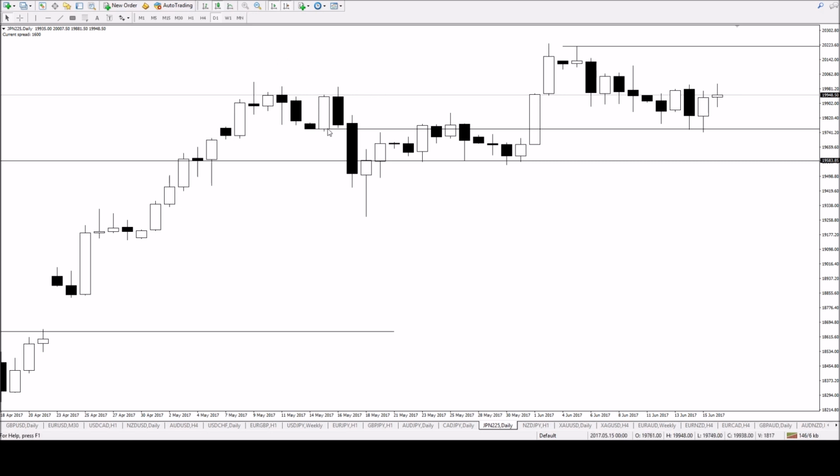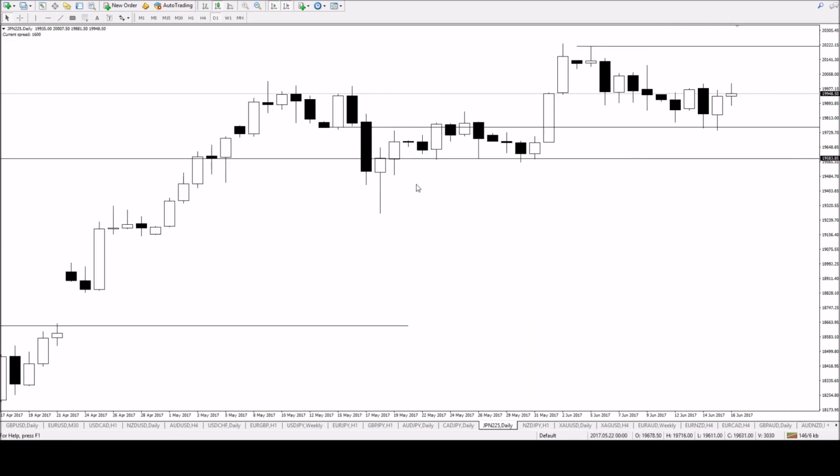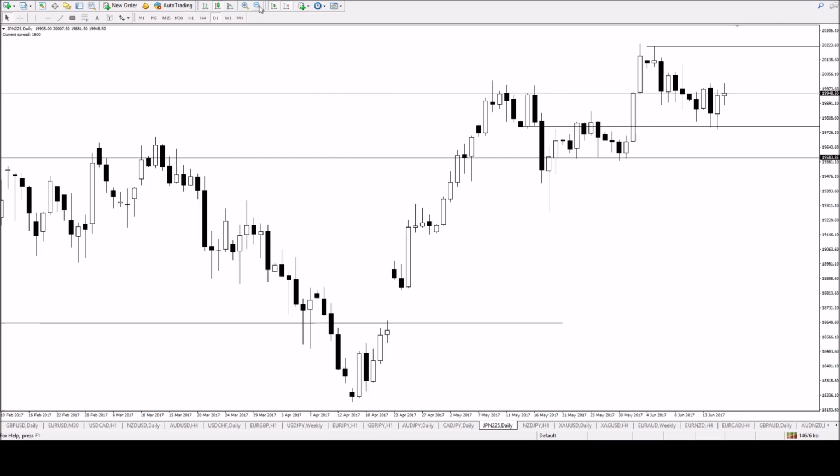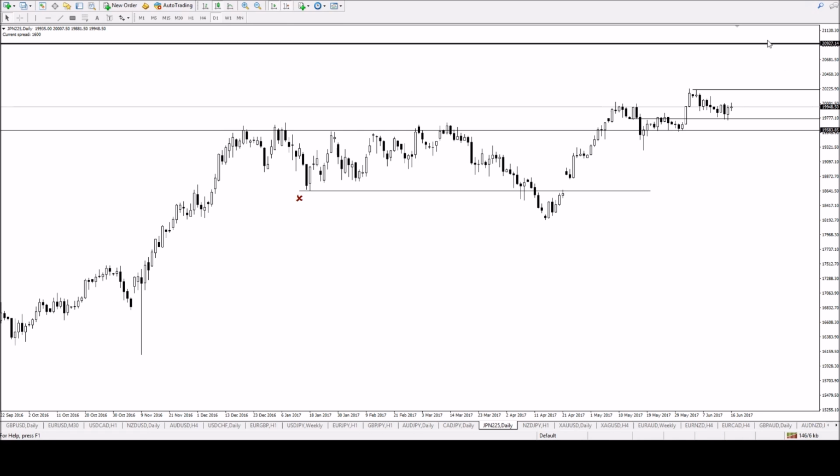So I like this support here, this block here. The open of it was used as resistance here, support. So low, lower low, higher low, push up, take out that, and then obviously reach for that level there. So those are the yen pairs.